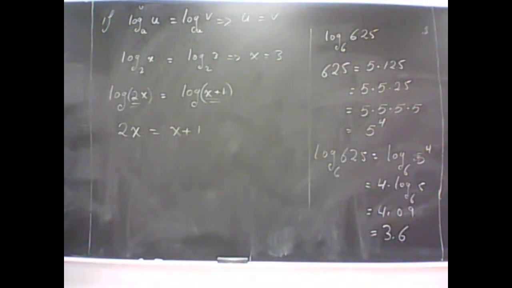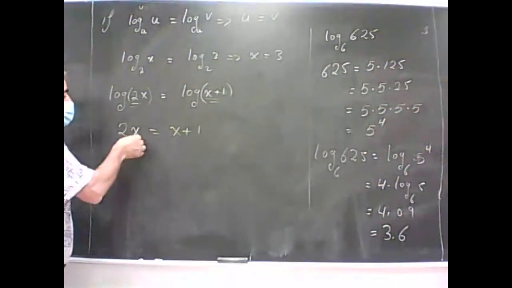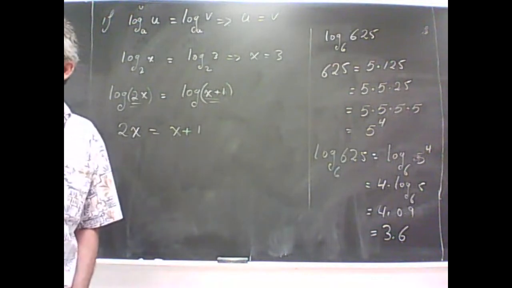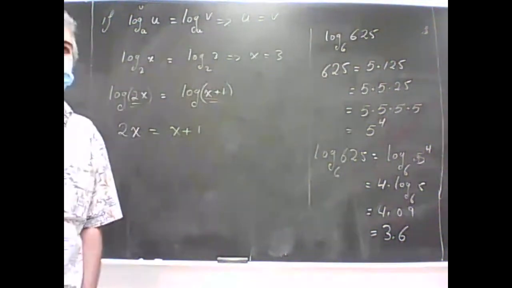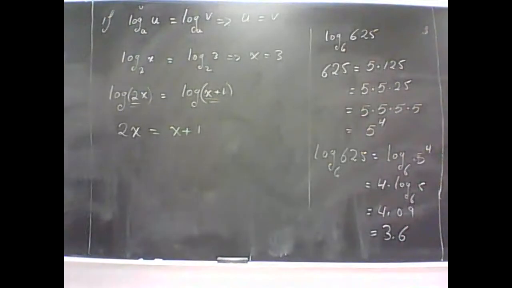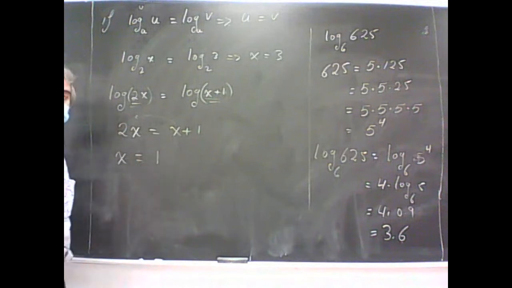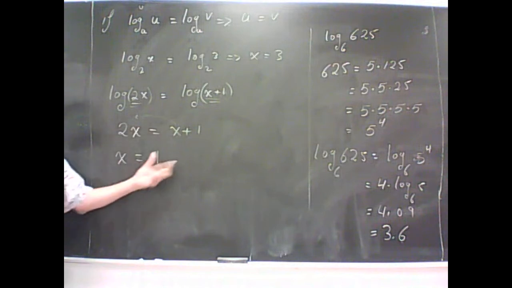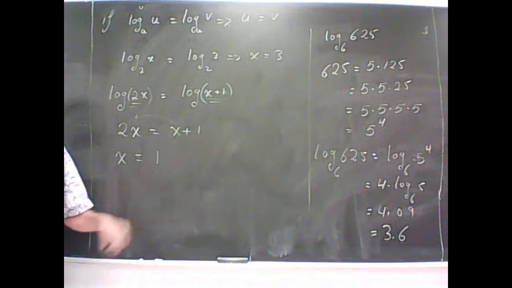And then we can go ahead and use the linear equation solutions to solve this by moving the x's on one side and the constant on the other side. So if I move the x to this side, it becomes a minus x. So 2x take away x is x, equal to the only thing on the other side, which is 1.